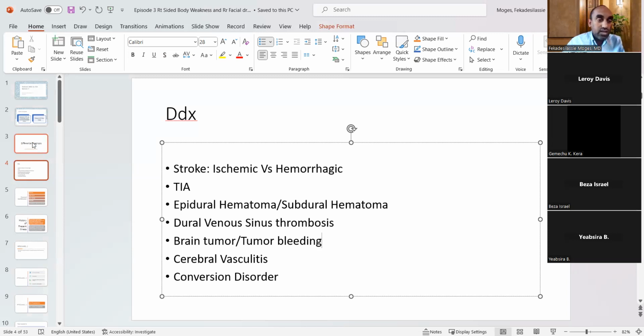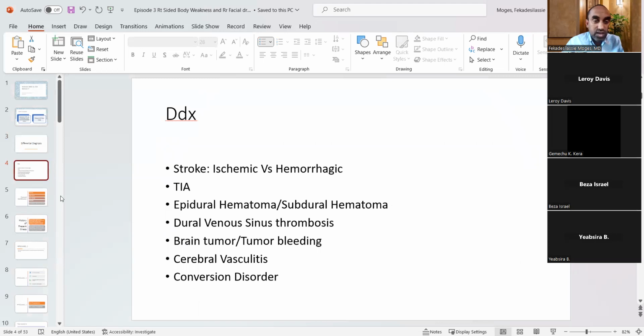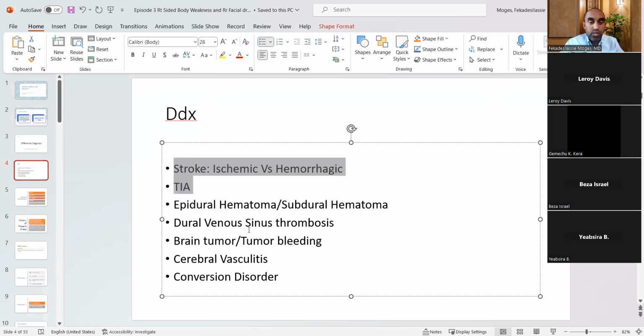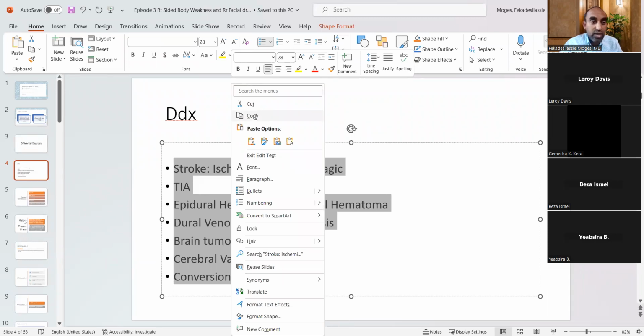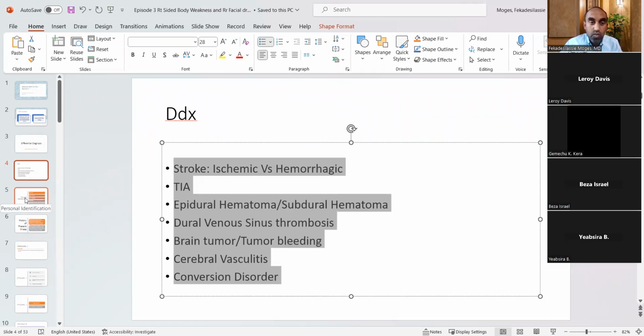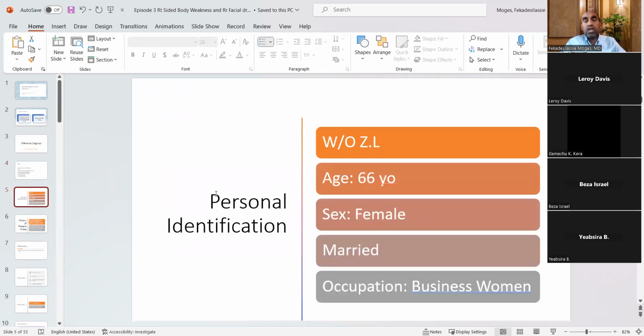Okay, guys? All right. So this is our differential diagnosis. We started with a long list. At least we have managed to make it down a little bit. So now we will proceed. I will provide you with more information, but before I do, I want you to tell me what you are interested to know in this patient. So let me give you her personal identification. Her name is Miss Wezero ZL, age is 66 years old, female, married, occupation, she's a businesswoman. So now this is her personal identifier. What other important information do you want to know in the history?